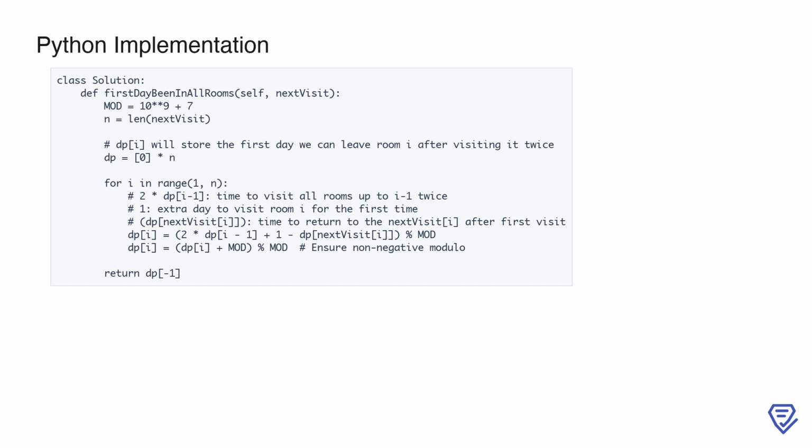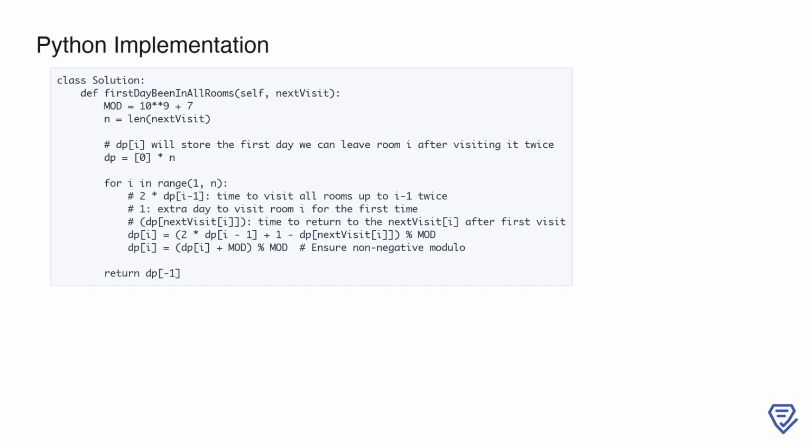Here's the breakdown of this formula. 1: 2 * DP[i-1] accounts for the time to visit all rooms up to i-1 twice. 2: plus 1 adds an extra day to visit room i for the first time. 3: DP[next visit[i]] subtracts the days it takes to return to the room specified by next visit[i] after its first visit. For % mod, this ensures the result remains within the problem's constraints, 10 to the power of 9 plus 7. The modulo operation is crucial to prevent overflow and maintain non-negative values. We also add an additional modulo operation with mod to handle potential negative values from the subtraction.